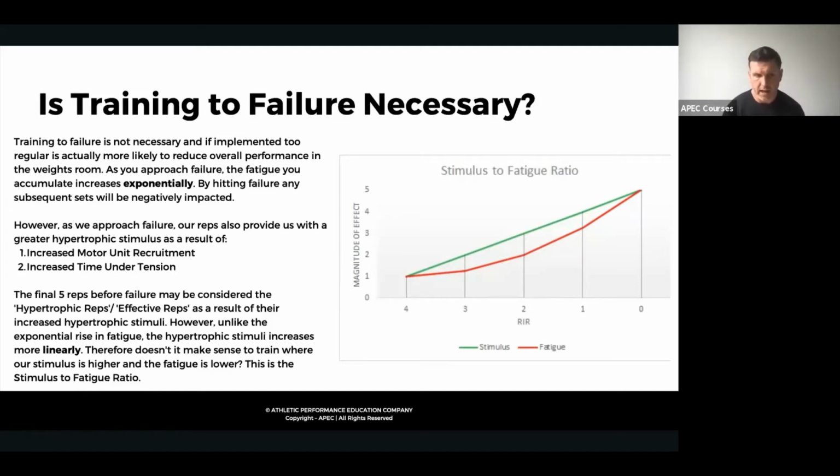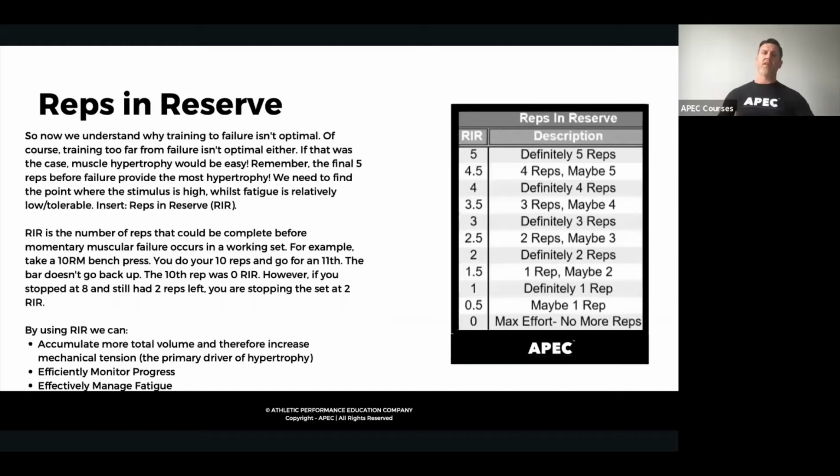However, unlike the rise in fatigue, the hypertrophic stimulus increases more linearly. Therefore, doesn't it make sense to train where our stimulus is higher and the fatigue is lower? This is called our stimulus to fatigue ratio. So we need to train in a fatigue state. We need to get into those last 5 reps, but it's very, very important that we don't burn ourselves out by going to maximum exertion every single set.